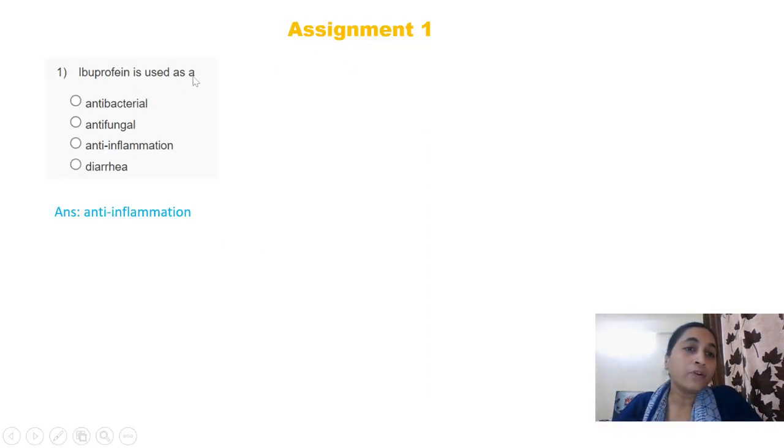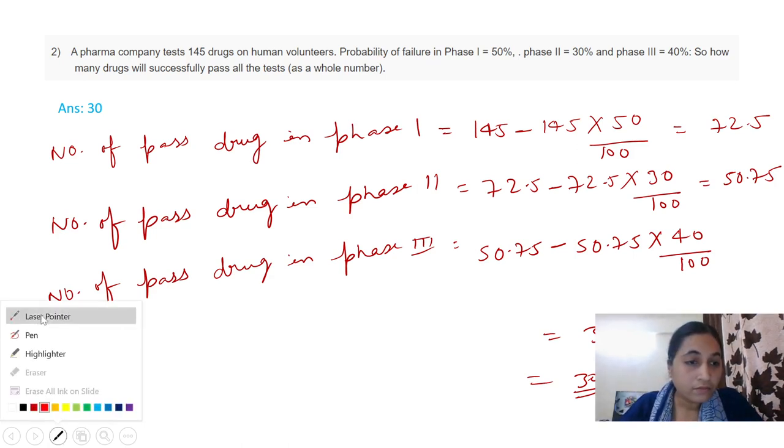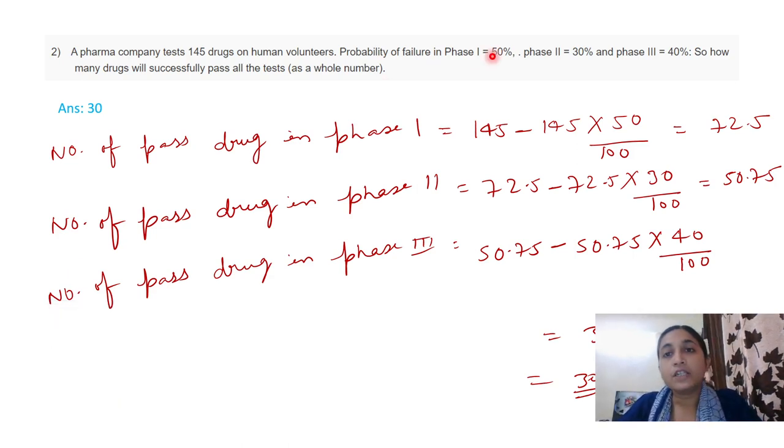Question number one: ibuprofen is used as an anti-inflammatory drug. This you all know. The second question: a pharma company tests 145 drugs on human volunteers. The probability of failure in phase one is 50%, in phase 2 it is 30% and in phase 3 it is 40%. So how many drugs will successfully pass all the tests?